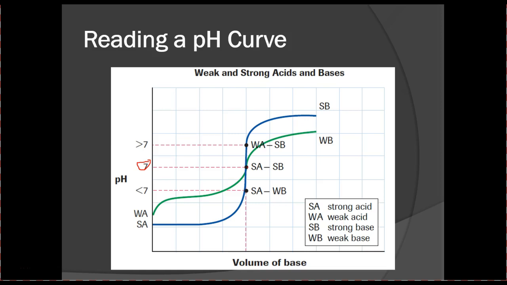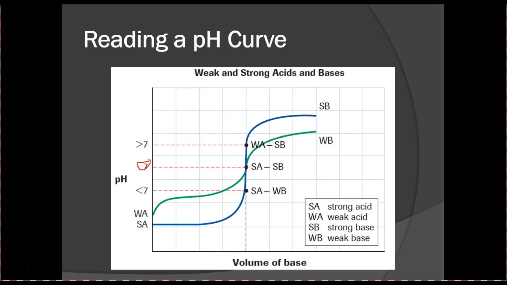If we looked at the titration of a weak acid with a weak base, you'll notice that the curve is this green one here. And a couple of things to point out. That region where the equivalence point is found is not nearly as steep a slope as it was in the blue curve. The other thing that you'll notice is that the buffering region has a little more slope to it than the buffering region with strong acid and base.